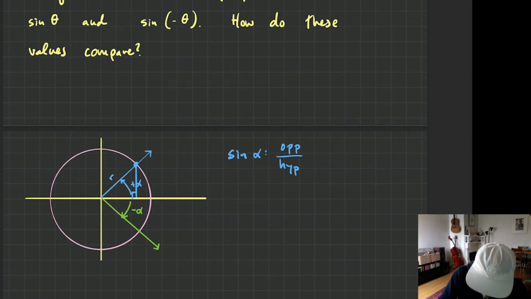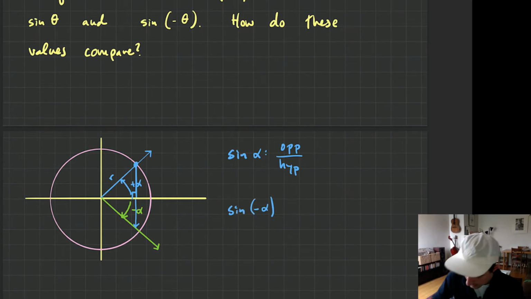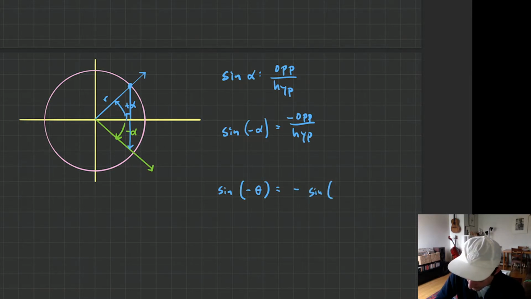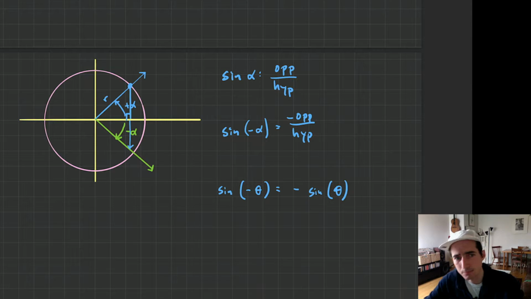If I take negative alpha, now instead of going up, I'm going down. So for sine of negative alpha, my opposite side is now negative: negative opposite over hypotenuse. So we get this interesting little relationship: sine of negative theta is equal to the negative of sine of the positive theta. Isn't that neat?